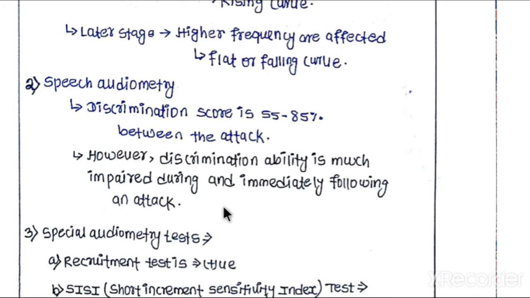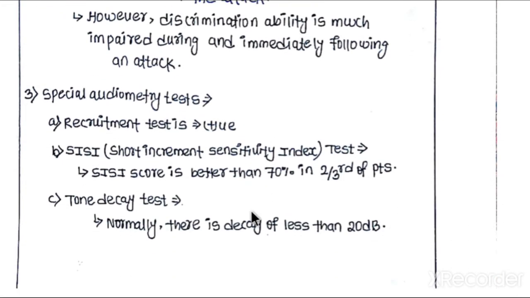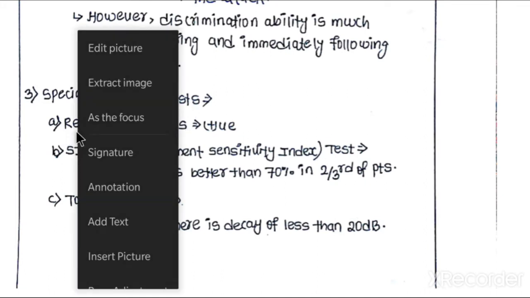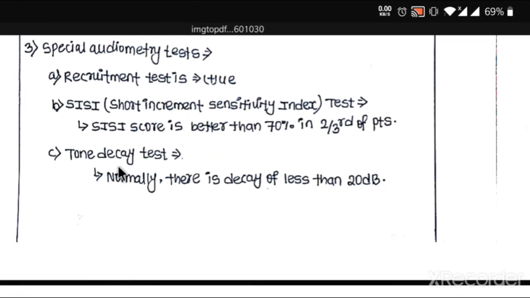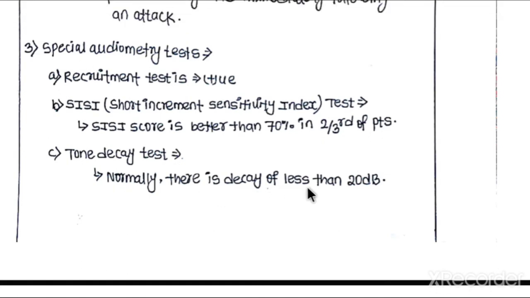immediately following an attack. Special audiometry tests: recruitment test is positive, and in the short increment sensitivity index test, the SISI score is better than 70% in two thirds of patients. Tone decay test, normally there is decay of less than 20 dB.